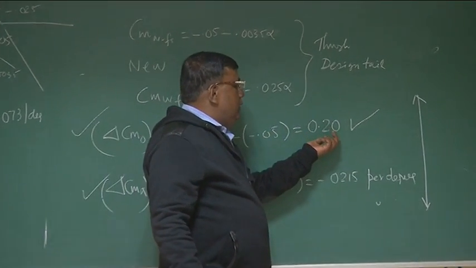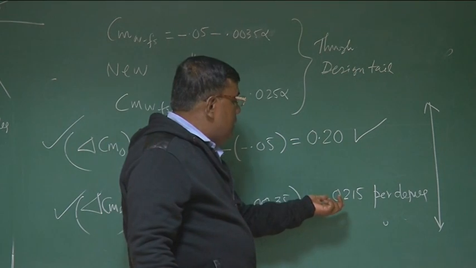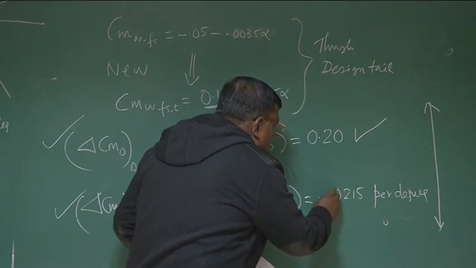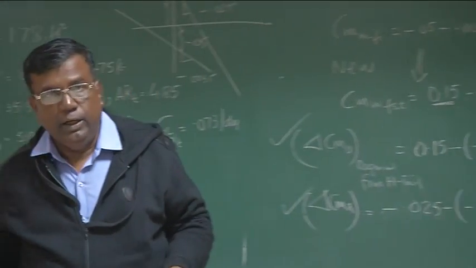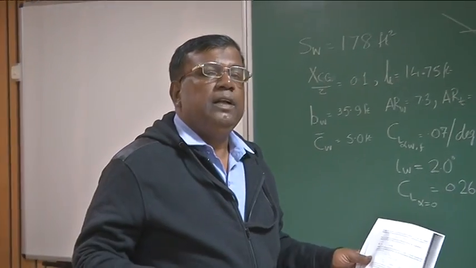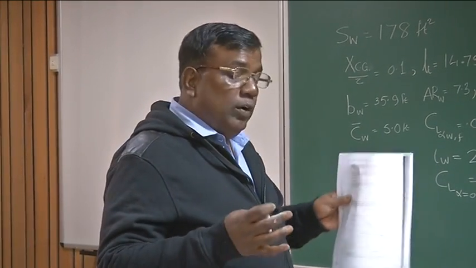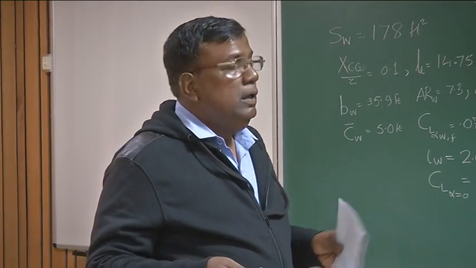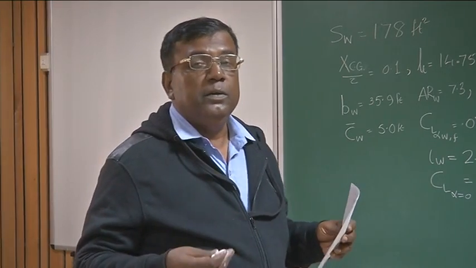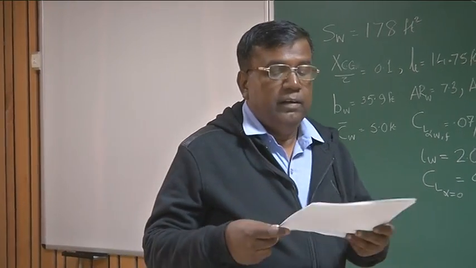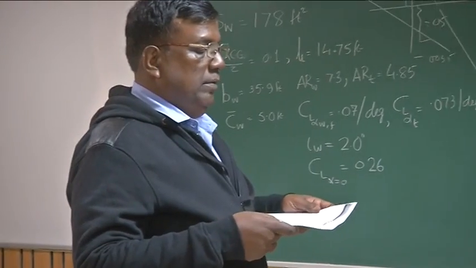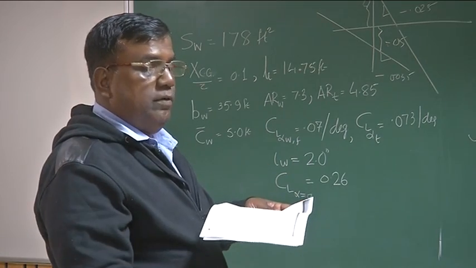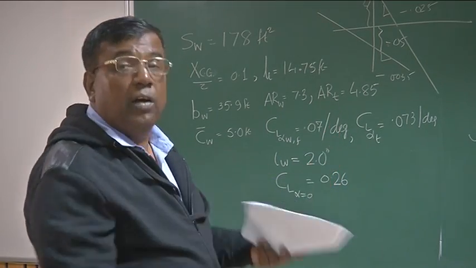We have to generate Cm naught 0.2 and additional Cm alpha should come 0.0215. And who will provide this? The horizontal tail. And how do I get it? By appropriately selecting the horizontal tail area and the location of the horizontal tail from the CG of the airplane, together we call tail volume ratio. And for Cm naught, we also will try to use tail setting angle. That is, if this is the horizontal tail, if I set it at negative angle of attack, even at alpha equal to 0, there will be a force downward, which will give a positive Cm naught, which we are already knowing.